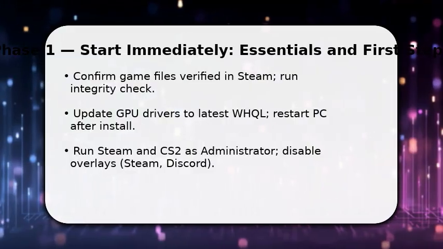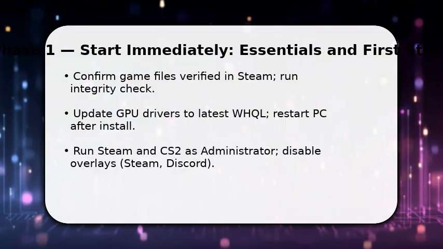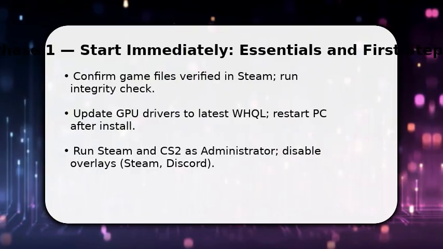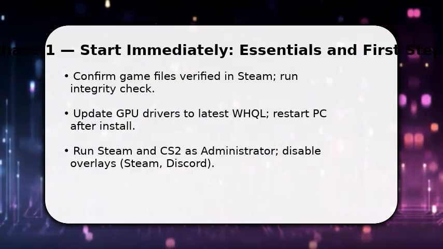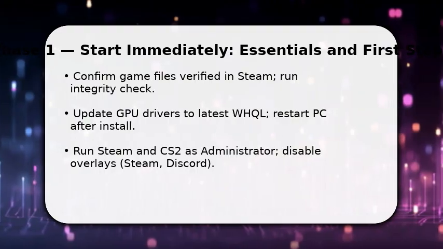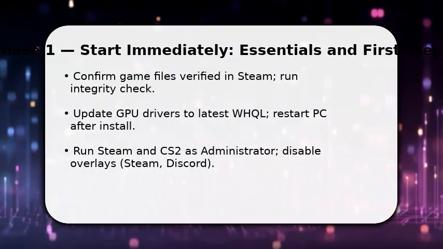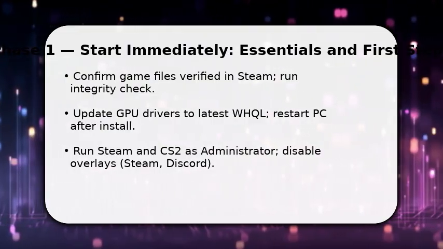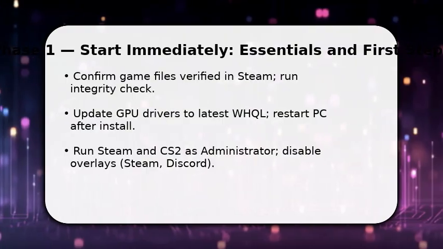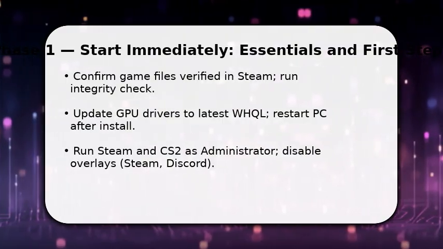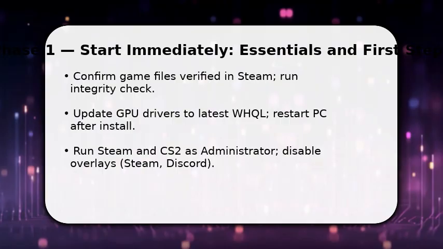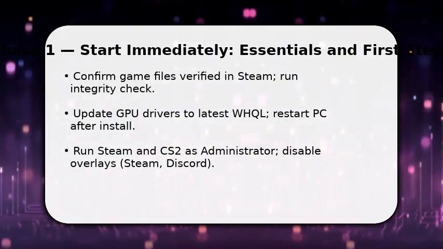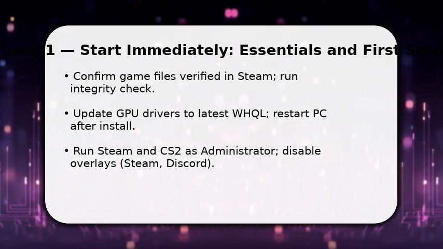You start now by verifying the essentials. Check CS2 file integrity in Steam and update your GPU drivers to the latest WHQL build so compatibility errors drop. Once done, run both Steam and CS2 as administrator to avoid permission blocks, and disable overlays like Steam and Discord because they can prevent the console bootstrap. You do these steps first because many console failures come from file corruption, driver conflicts, or overlay hooks interfering with the input focus and startup.